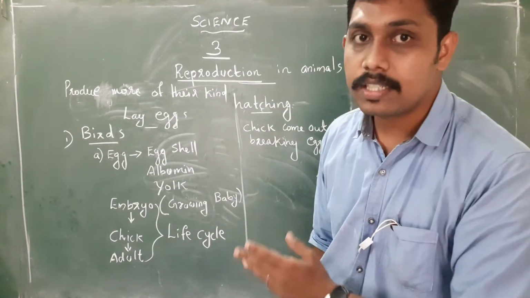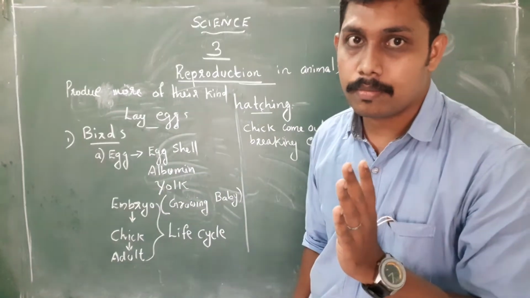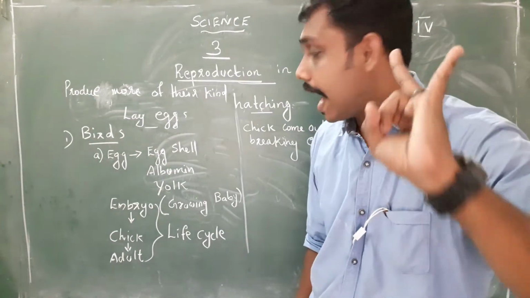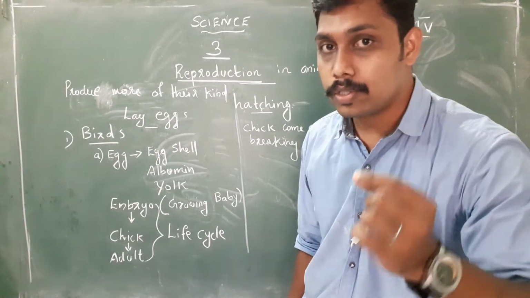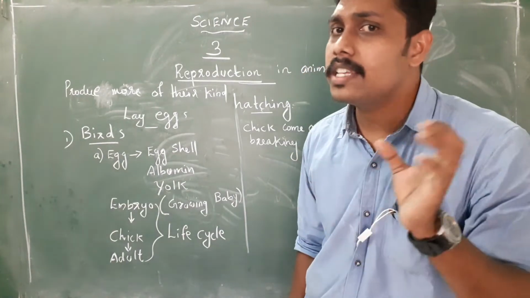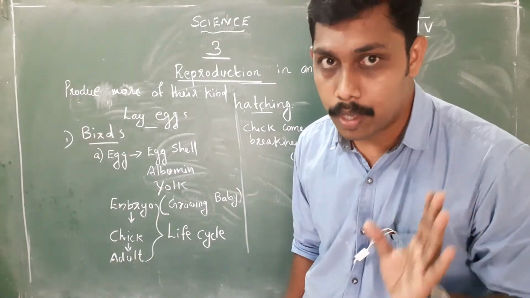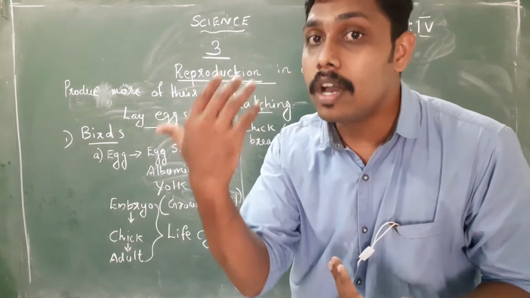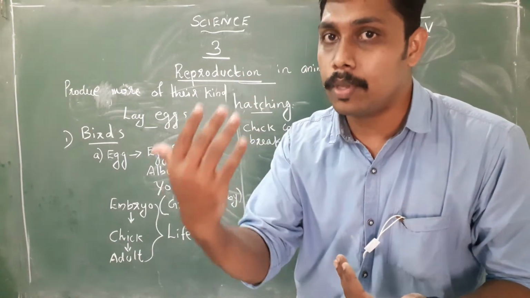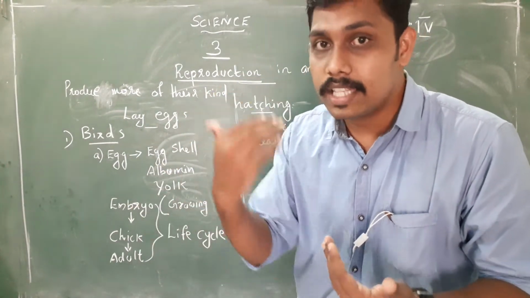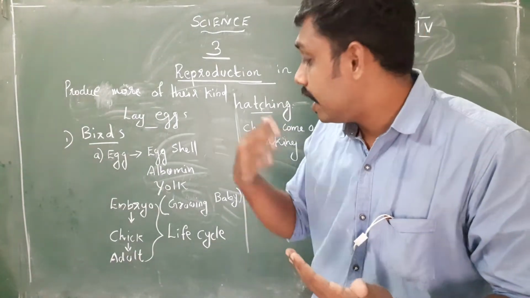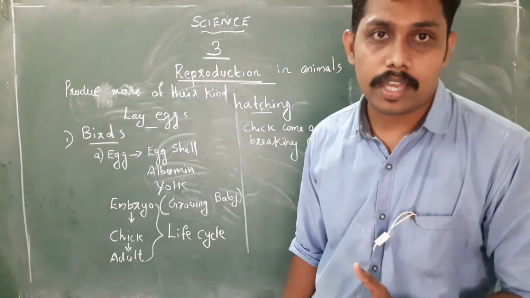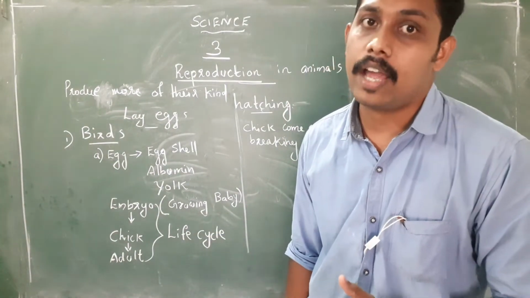In birds, the egg is the main thing, and it has mainly three parts. They are eggshell, albumin, and yolk. And there is also a growing baby, which is called the embryo. Where does the embryo get food from? From the yolk. By getting this food, it develops into a chick and then into an adult. That process is called the life cycle.